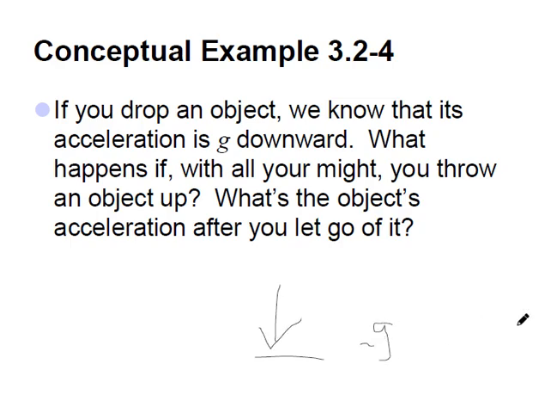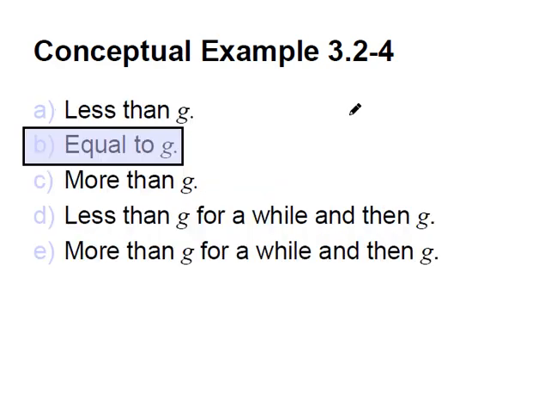So, meaning like going a negative g. So what happens if, with all your might, you throw an object up? Every time you throw something, you have to transfer your energy. Without the energy, it won't go up against gravity and the air, if we consider the area. So what's the object's acceleration after you let go of it? We want to know the object's acceleration after you let it go from your hand, thrown into the air. That would be equal to g. Why?